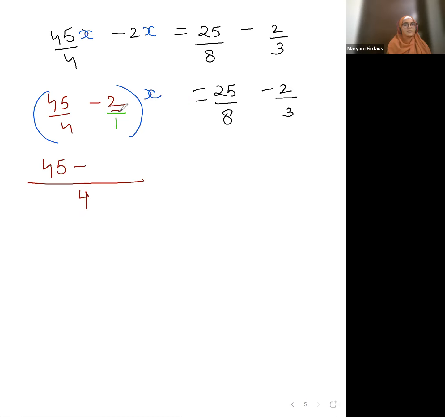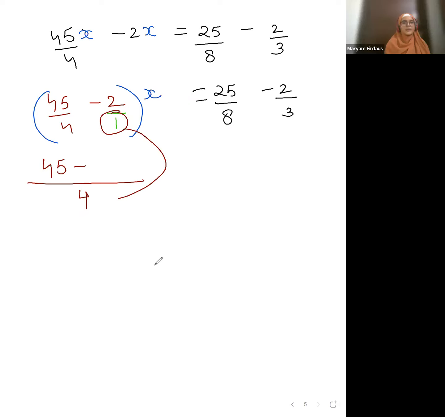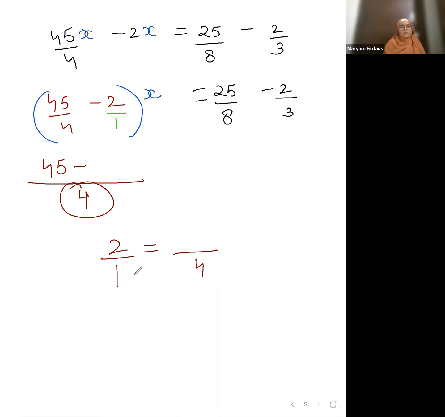No. Hiba, 1 multiplied by what is 4? 4, right? So you have to multiply 2 with 4 because you have to make this 2 by 1 into a fraction whose denominator is 4, right? Because here we saw that the LCM is 4. We need to take the denominator as 4. So 1 multiplied by 4, 2 multiplied by 4. So 2 4s are 8, right? So 45 minus 8 by 4. Did you understand this, Hiba?